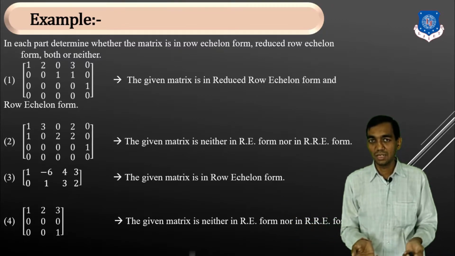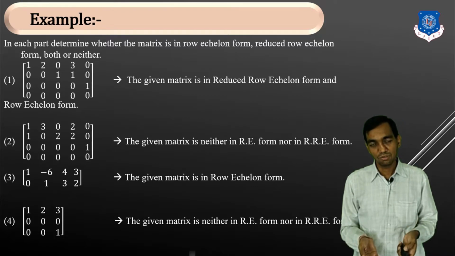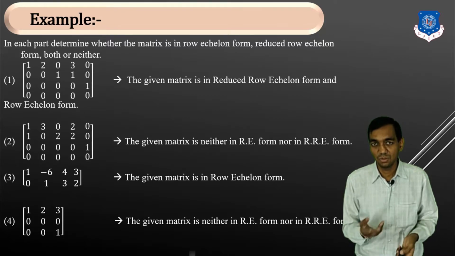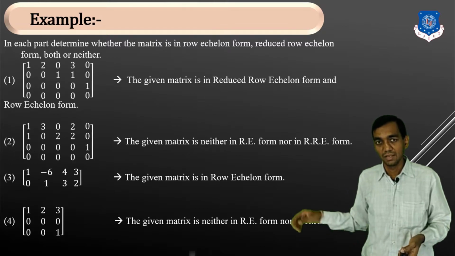And if it is not in row echelon form, then it is not in reduced row echelon form either. That means it is neither row echelon nor reduced row echelon.